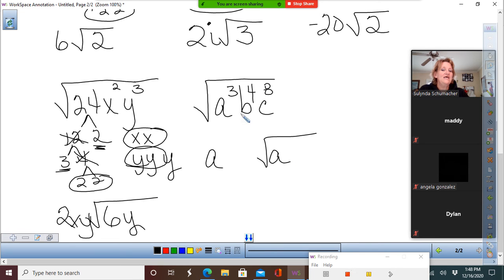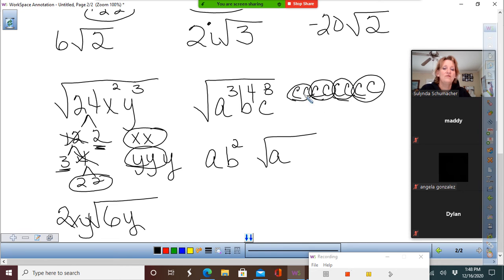We have 4 b's in here. So how many groups of 2 b's get to come out? We have 2 groups of 2 b's, so I have b squared. Are there any b's left over? No. C to the 8th, I could write those out. 1, 2, 3, 4, 5, 6, 7, 8 of them. I have 1 group, 2 groups, 3 groups, and 4 groups. So I have 4 groups of c. That comes out as c to the 4th, and I don't have any without a friend. So this would be my final answer.